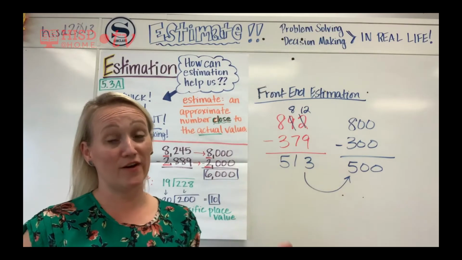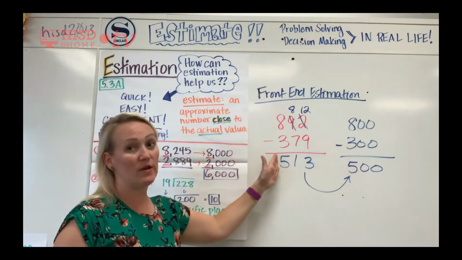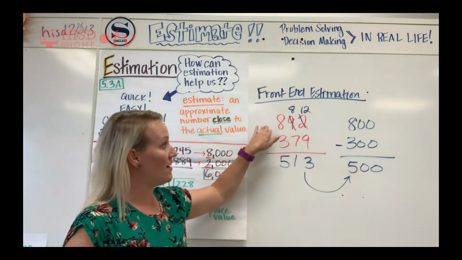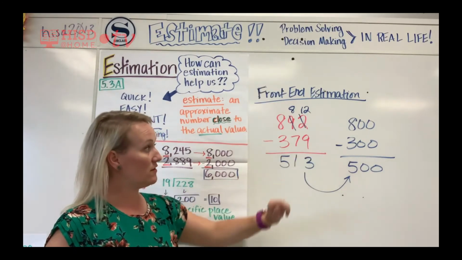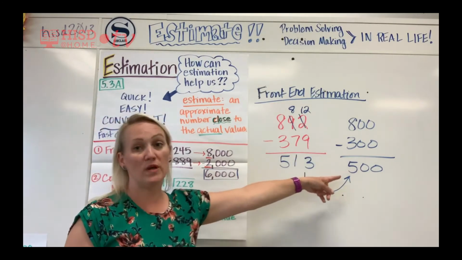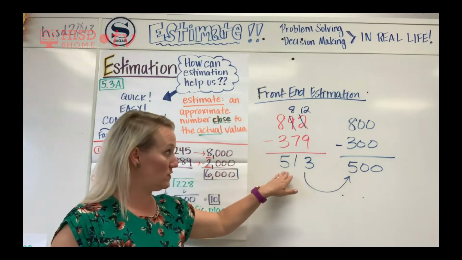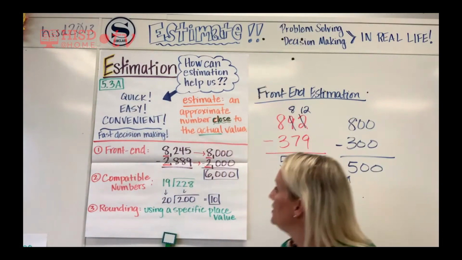So in this case, front-end estimation was very quick and easy and very handy. If I'm trying to make a decision about money, I can do it pretty quickly, right? If I know that I have $892 and I just spent $379, using front-end estimation, I would see that I would have around $500 left, which was pretty close once we did the work. So that is called front-end estimation.